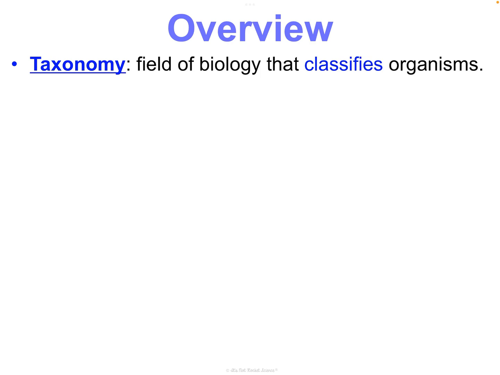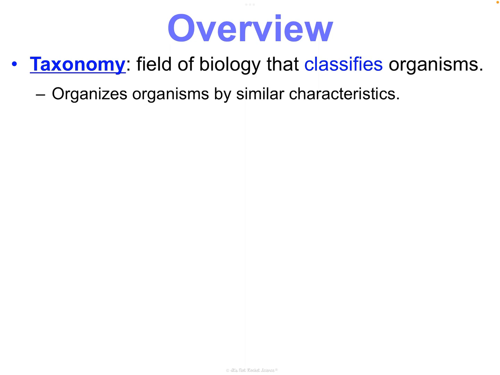So before we can talk about phylogeny, we're going to talk about something called taxonomy. And this is a field of biology where scientists work to classify organisms. They want to group them based on similarities, differences, stuff like that. Most commonly, I'm assuming you know, like mammals. That is a taxonomic grouping that scientists have created. So we'll organize organisms by similar characteristics.